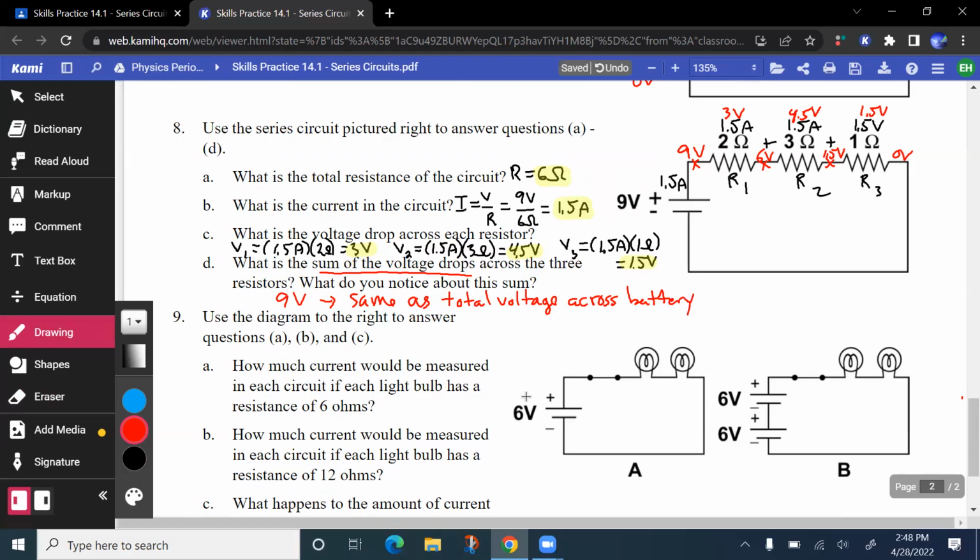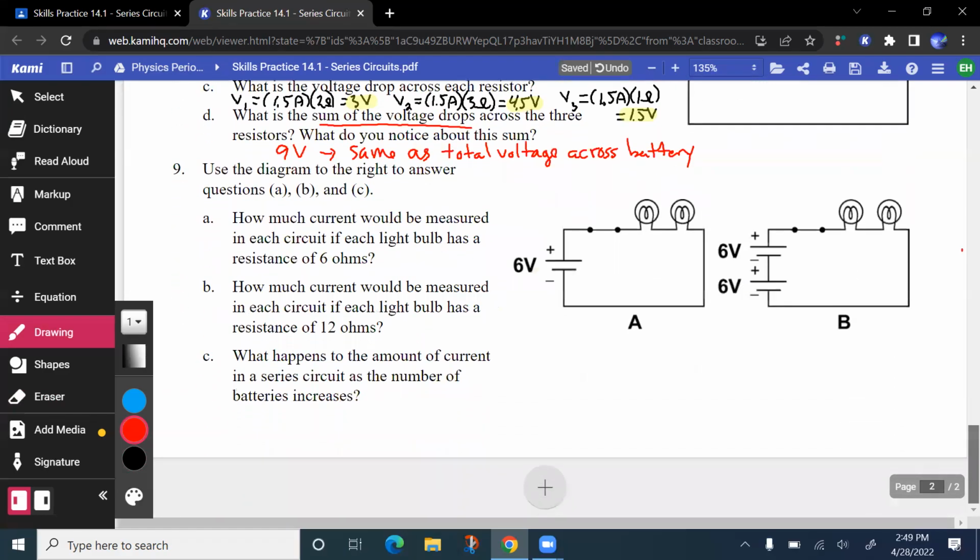Finally, number 9. Use the diagrams to the right to answer questions A, B, and C. Part A, how much current would be measured in each bulb if each had a resistance of 6 ohms? All right, so here we go. This is 6 ohms. This is 6 ohms, right? This is 6 ohms. This is 6 ohms. So each one is a 6 ohm resistance.